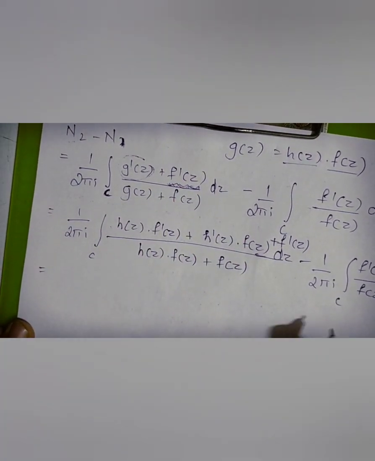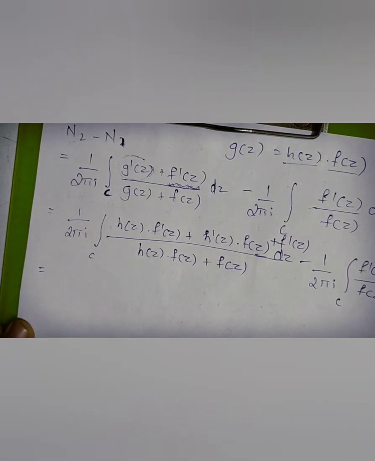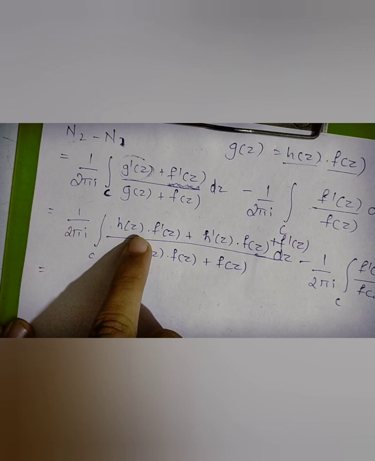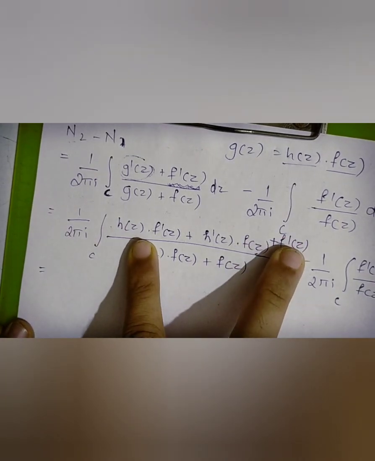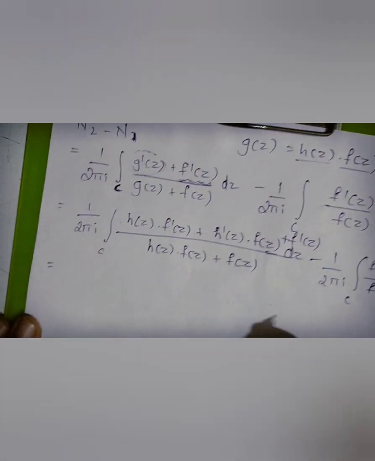Now let's see, is there anything which I can take common out anywhere? Yeah, if you see over here, this thing and this f dash z both have f dash z in common, right? So we can take that f dash z common out. Anything else? No, that's it. So let's take that common out.